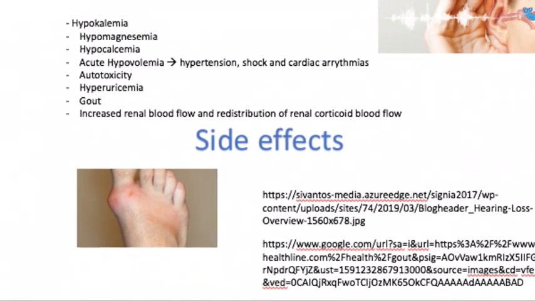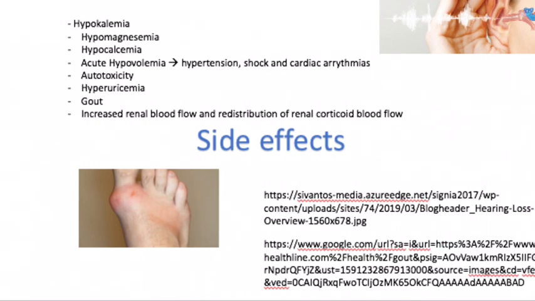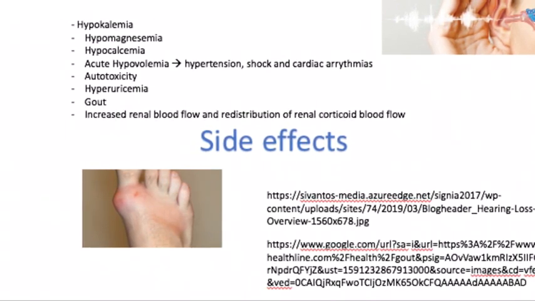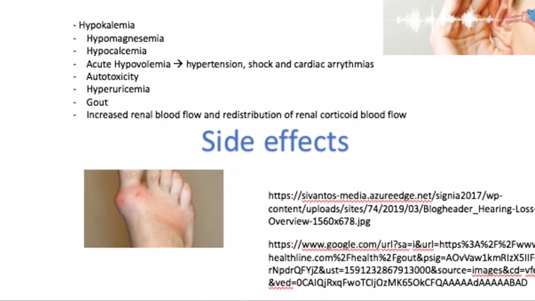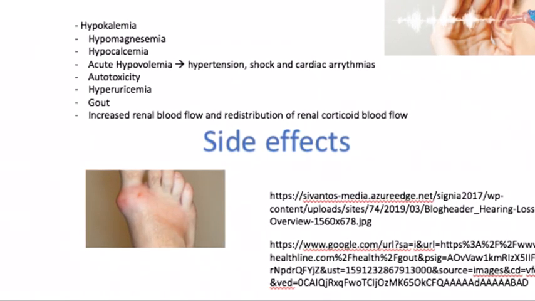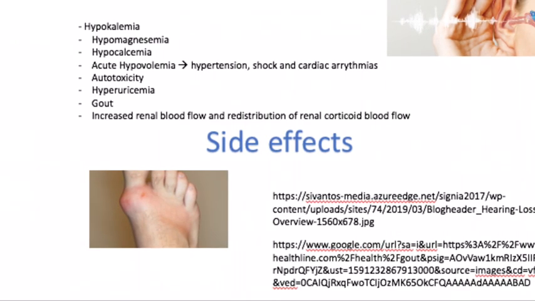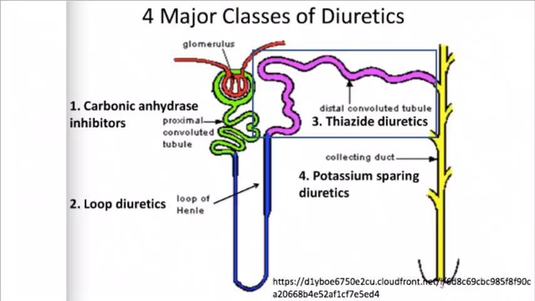Loop diuretics also can induce renal synthesis of prostaglandins. Prostaglandins are molecules which have a hormone-like effect and that contribute to the renal action, including the increase in renal blood flow and redistribution of renal cortical blood flow, in this case, where corticoid refers to steroid hormones that reduce swelling and immune responses. Thiazide diuretics are the second type of diuretics and are the most commonly prescribed.